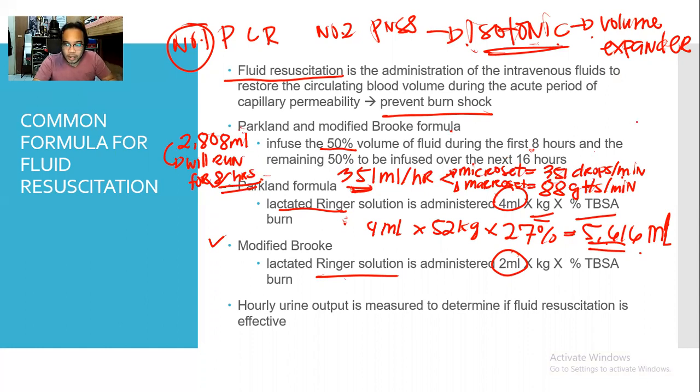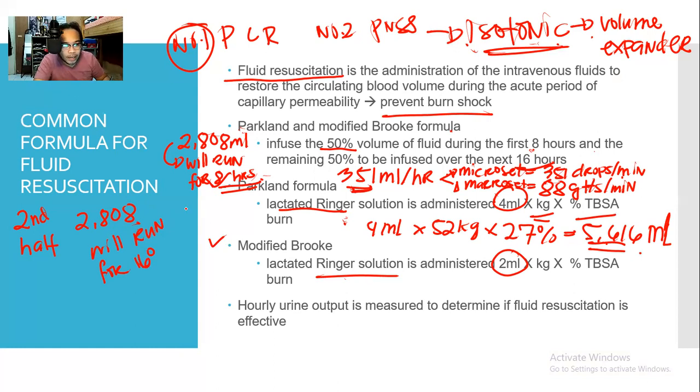Okay. So, ito yung siya sa first 50. What will you do with the other 50%? So, yung ating other, this is now your second half. Diba? Second half. So, you have there your 2,808. Okay? Will run for 16 hours. So, if it will run for 16 hours, you're going to divide it again by 16. So, 2,808 divided by 16.